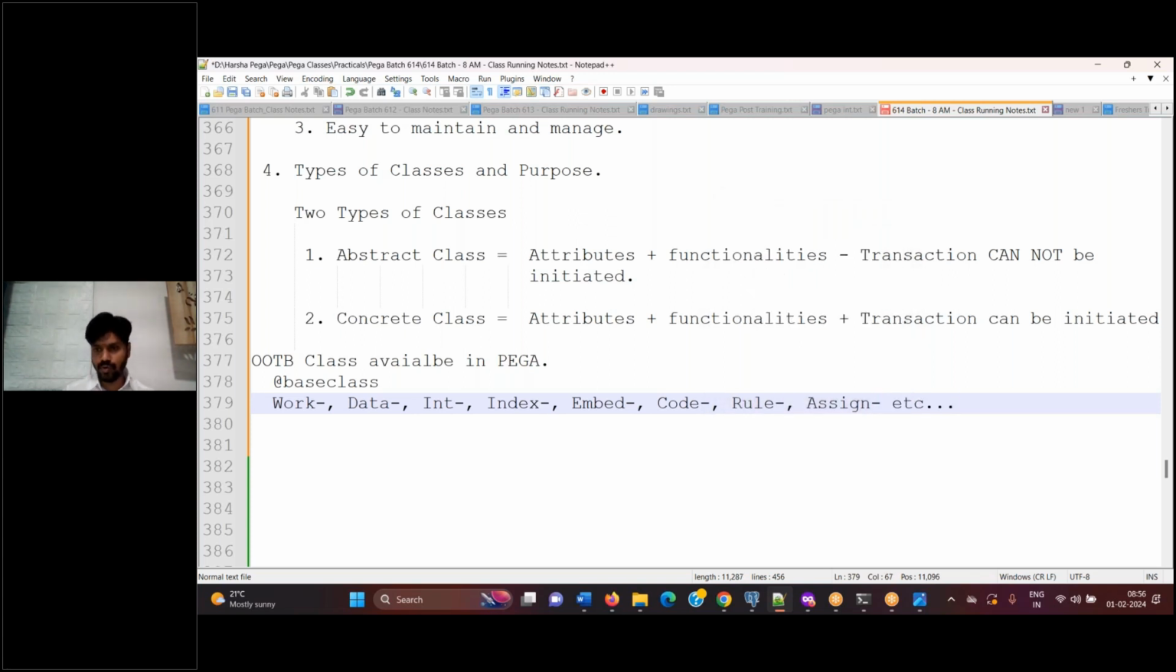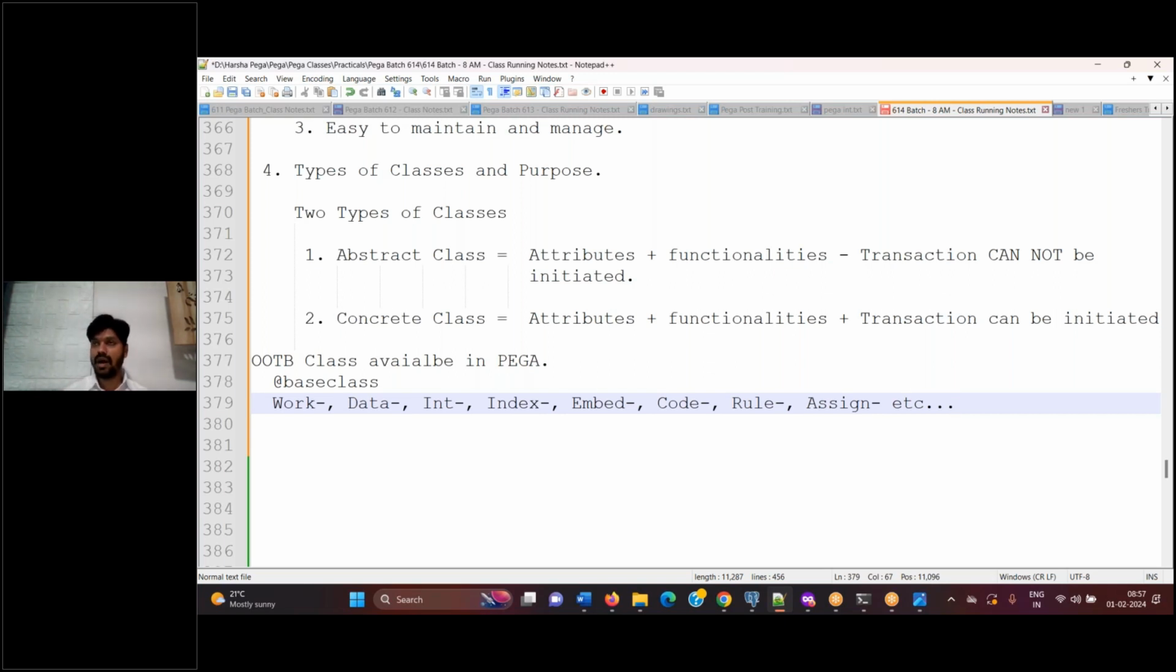Okay. Now, all these OOTB classes, there are many, the topmost ones I am talking about. All these classes which are available in Pega contain some functionalities, and these functionalities we can reuse. These classes are all abstract classes. The top level classes in Pega platform are all abstract classes. Our classes will always inherit from Pega platform classes.